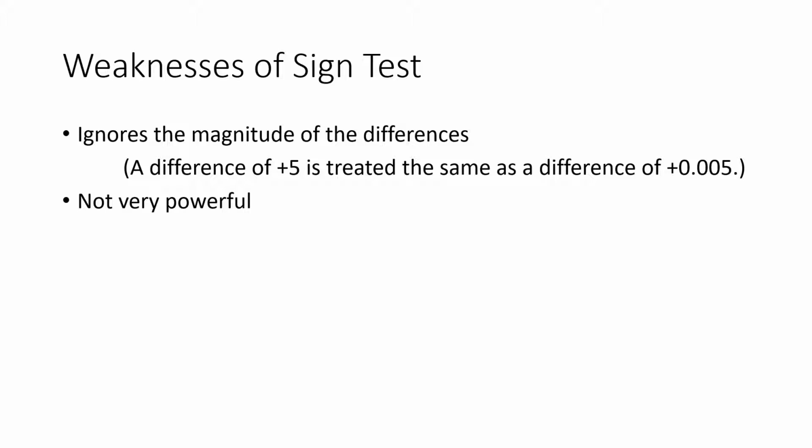And so because all of that information is ignored, this test turns out to be not very powerful in most situations. And so it's not generally the preferred way to do this type of test. We're going to see another type of test coming up called the signed rank test, which is a more powerful alternative. And so the sign test is relatively uncommon.